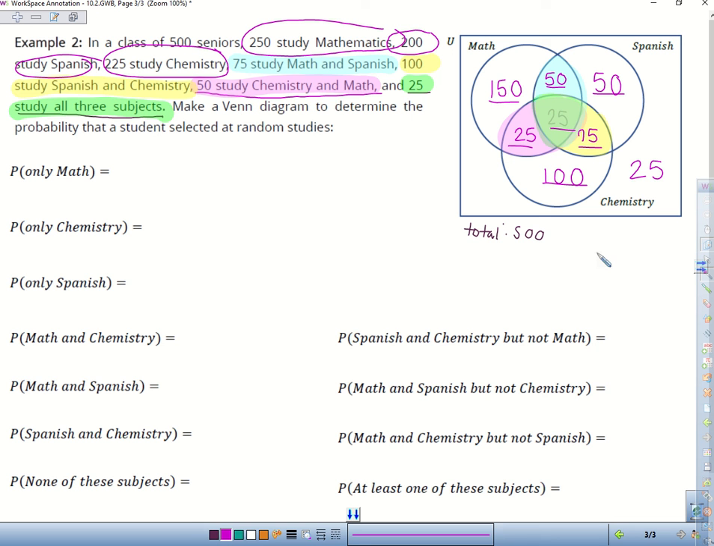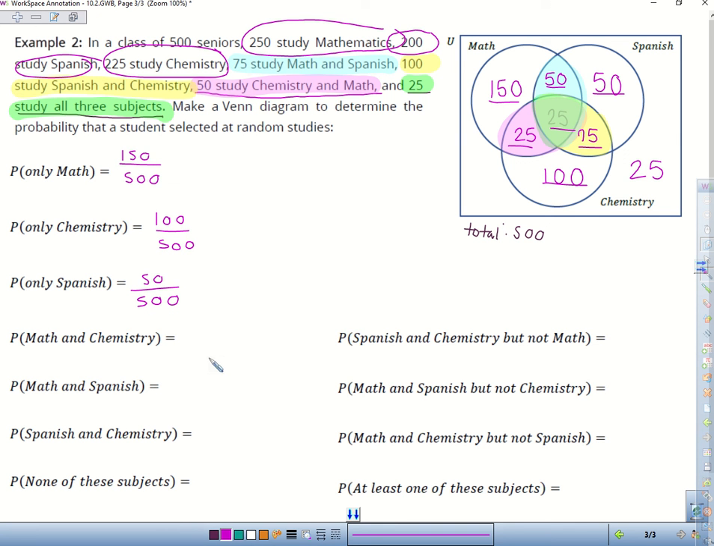Okay, now we have the total of 500. So now we're going to do our probabilities. How many seniors are taking only math? 150 out of the total 500. How many seniors are taking only chemistry? 100. Good. How many seniors are taking only Spanish? 50. Good.